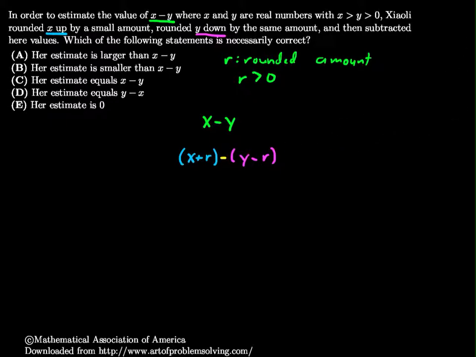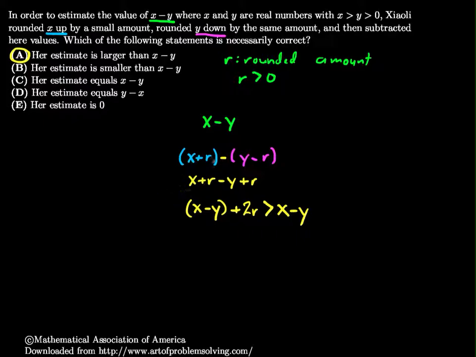If I were to work this out then, I would get x plus r, but then the negative would distribute through, minus y plus r. And this gives me x minus y, like we have up here, plus 2r. But r is bigger than 0, it's the rounded amount, so this must be strictly greater than x minus y. So my answer, let's see, her estimate is larger than x minus y. Answer has to be A.